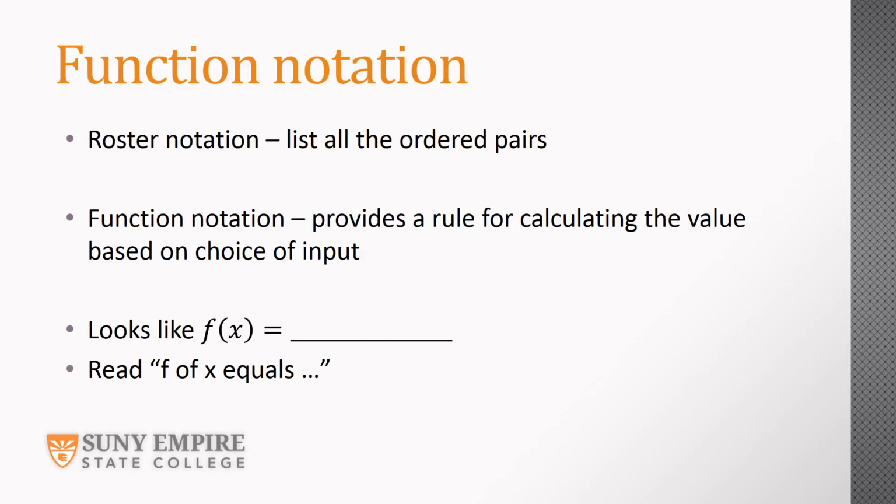When we discussed functions in the previous resource, we always simply listed the coordinates of all the points. The official math name for this format is roster notation. However, there is another notation used to define functions called, oddly enough, function notation. This notation provides a rule for calculating a function value based on our choice of input. The notation looks like f(x) = whatever the rule is. We read this as "f of x equals whatever."